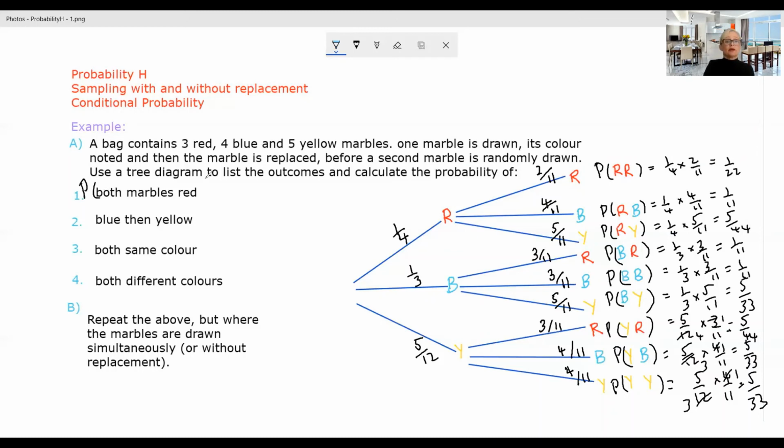Probability that they're both red is our 1 on 22. So first one red times second one red is 1 on 22. Probability of blue then yellow. Blue then yellow, 5 on 33. So the first one being blue, second one being yellow.